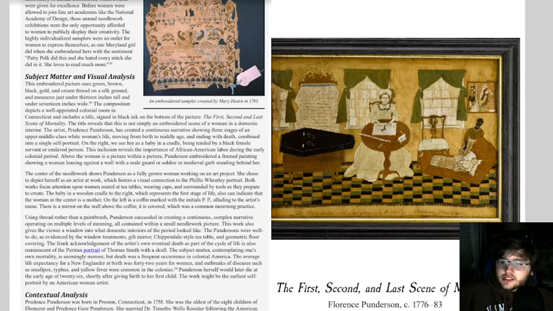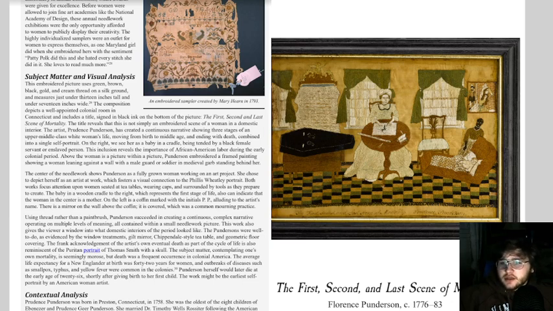On the right, we see her as a baby in the cradle being tended to by a black female servant or enslaved person. This inclusion reveals the importance of African American labor during the early colonial period. Above this woman in the picture is a picture within the picture. Punderson embroidered a framed painting showing a woman leaned against a wall with a male guard or soldier in medieval garb standing behind her.